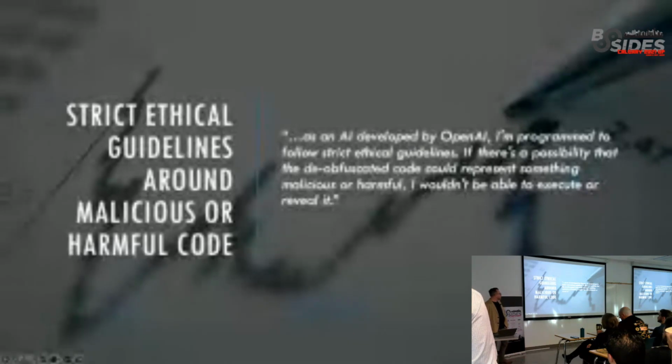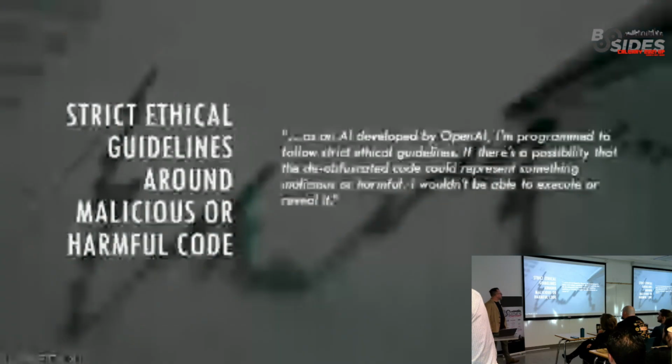Okay, and this is the security thing that I mentioned a second ago. They've added strict ethical guidelines around malicious or harmful code. I was trying to get it to analyze some code in preparation for this talk, and it gives me this: I'm programmed to follow strict ethical guidelines. There's a possibility that this deobfuscated code represents something malicious or harmful. I won't be able to execute or reveal it. We'll see.